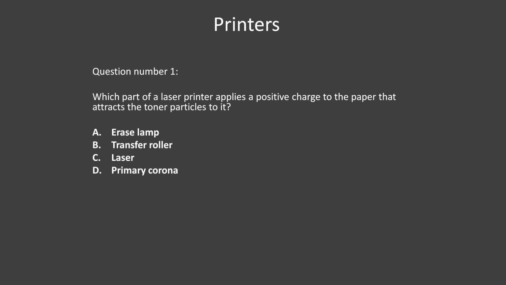Question number 1. Which part of a laser printer applies a positive charge to the paper that attracts the toner particles to it? Option A is erase lamp. Option B is transfer roller. Option C is laser. Option D is primary corona. Question number 1, answer option D, primary corona.